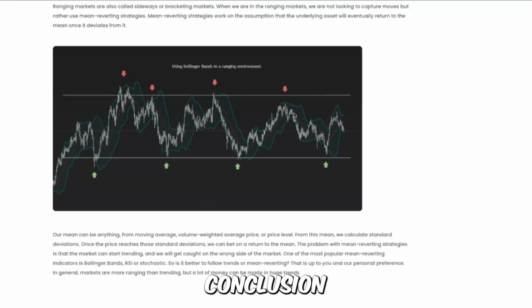So anyway, in conclusion, you should focus on trend following or mean reverting strategies, depending on your personal trading style and preference. Markets tend to range more often than they trend, but significant profits can be made during strong trends. Understanding whether markets are trending or ranging is really essential for selecting the correct strategy. However, you need to stay adaptable and keep on learning to enhance your strategy over time.